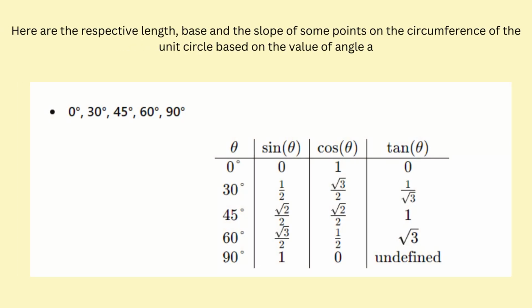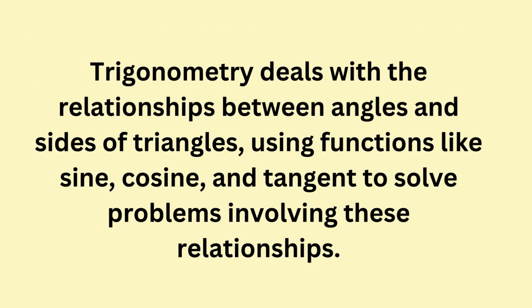So here is the standard table for each input angle from 0 to 90 degrees. We have different side lengths, base lengths, and slopes of each and every point on the circumference that have been defined with this trigonometric table here. And we can observe everything is related to each other. Hence, trigonometry deals with the relationship between angles and sides of the triangle using functions like sine, cosine, and tangent. Now, this relationship gives us the entire idea about each and every point on the 2D plane.